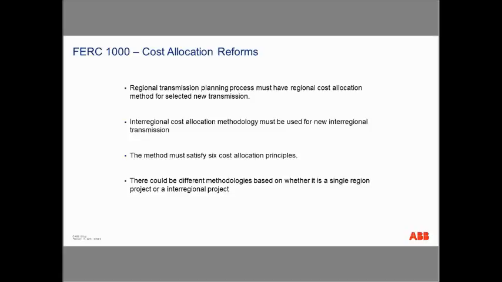The method for cost allocation has to satisfy 6 allocation principles, and we'll discuss those. And in a single region, you can have different allocation methods based on a single region project versus an interregional project. That just kind of makes sense because different planning processes have different cost allocation methods, and that needs to be considered. So if they're different, then if you get together, you kind of have to decide how you're going to go about allocating the cost for a project.